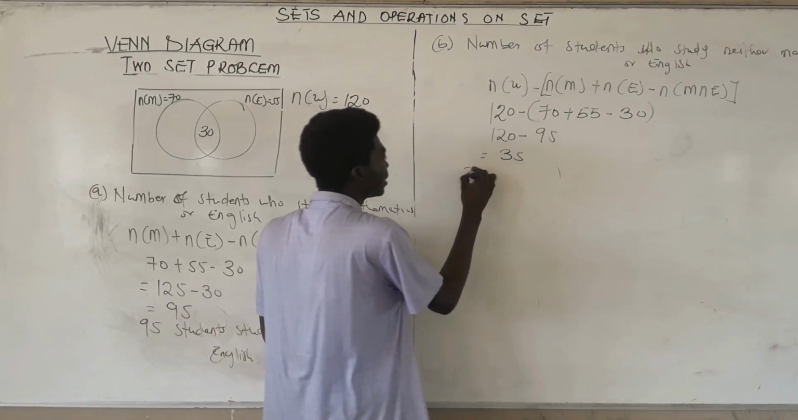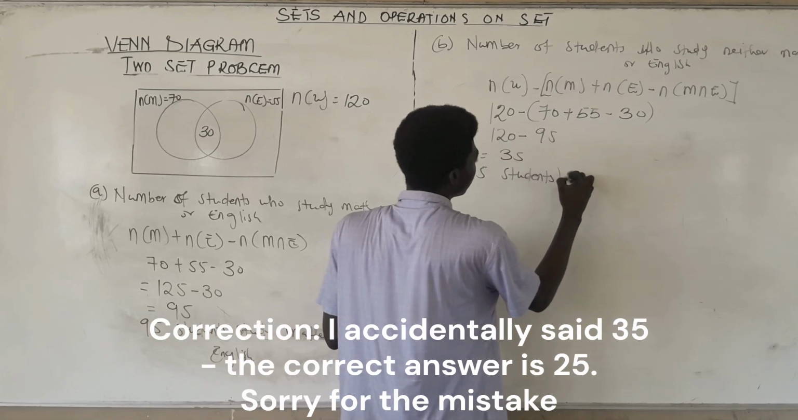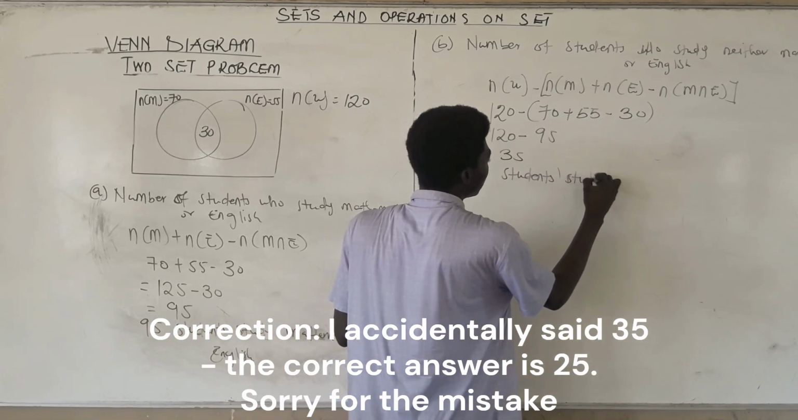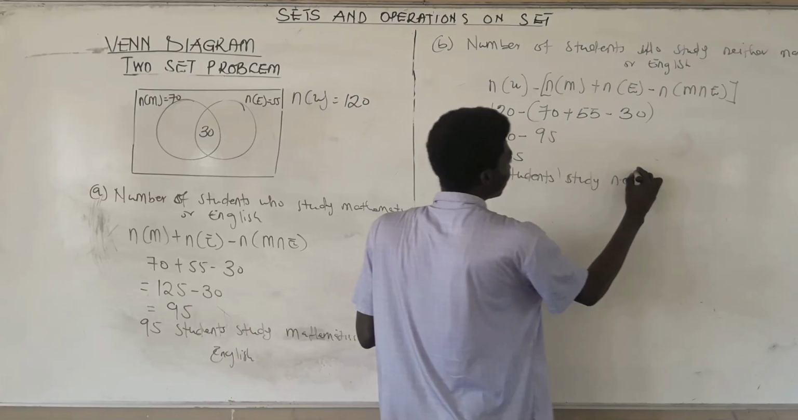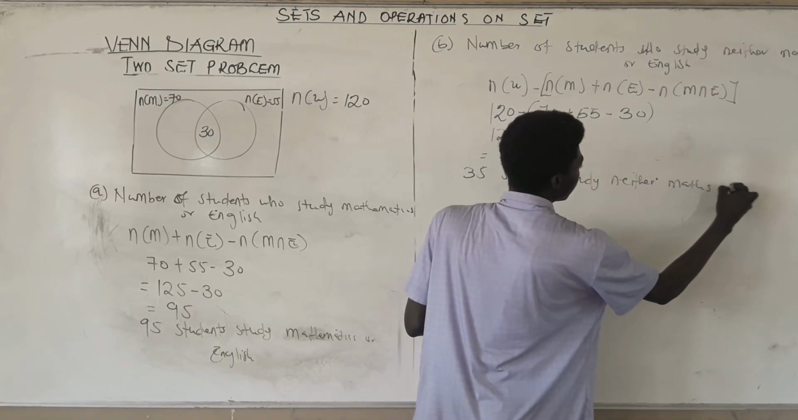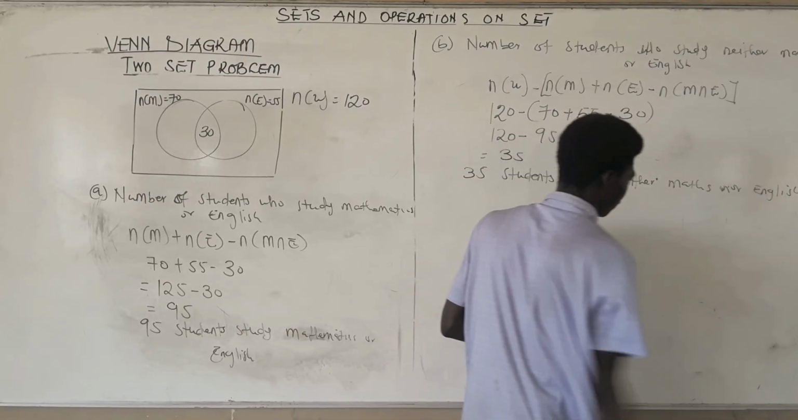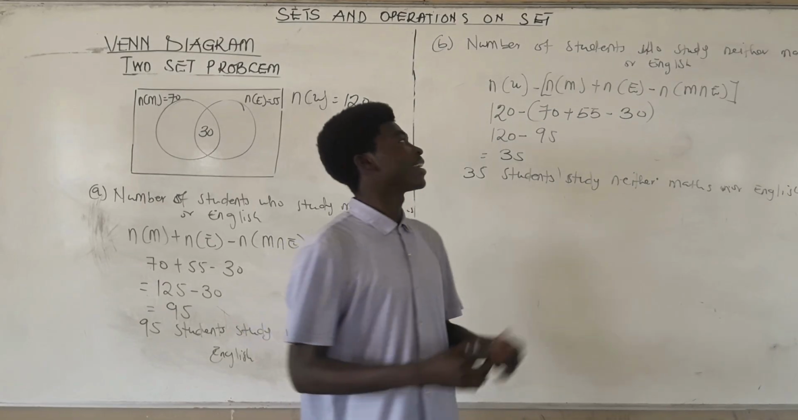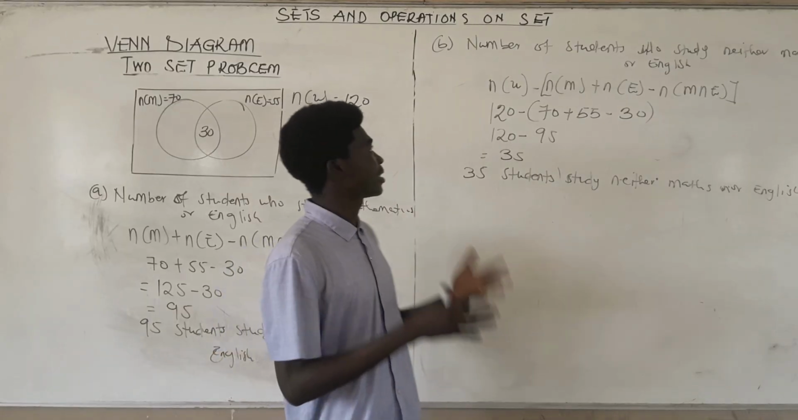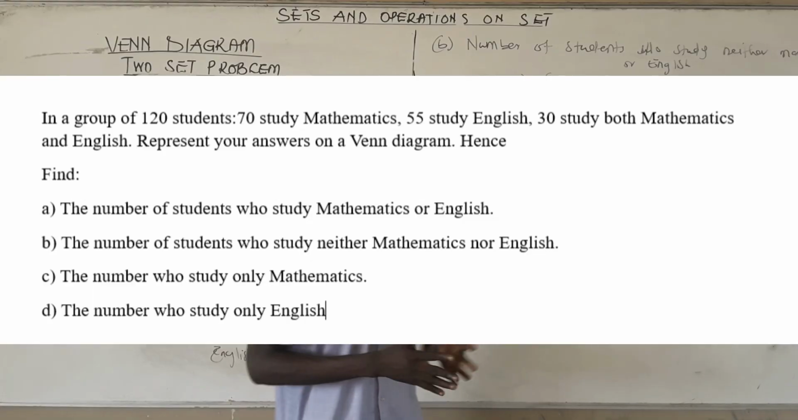So we conclude that 35 students study neither maths nor English. Okay, and that is how to go about the number of students who study neither maths nor English.